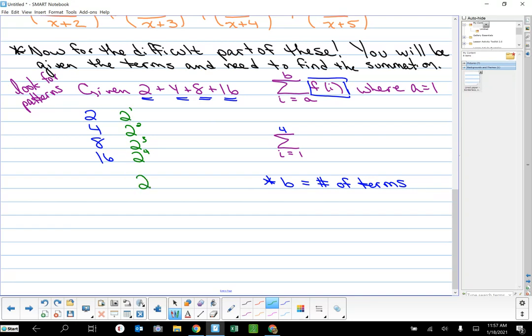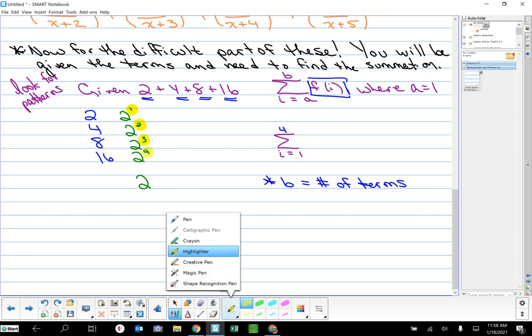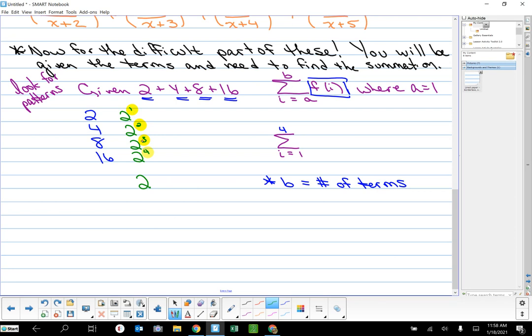The changing part, let me highlight, the changing part, 1, 2, 3, 4, that's changing by a specific amount, is where the I is going to come into play. And so this is going to be 2 to the I. The first time it's going to be a 1, then a 2, then a 3, then a 4. And if you were to keep on going, that would generate that. So that's what that is going to look like.